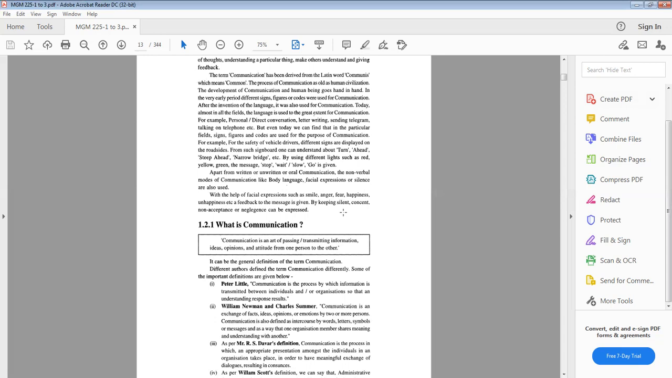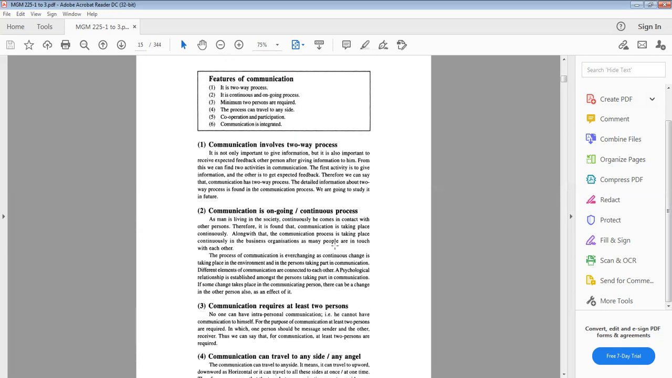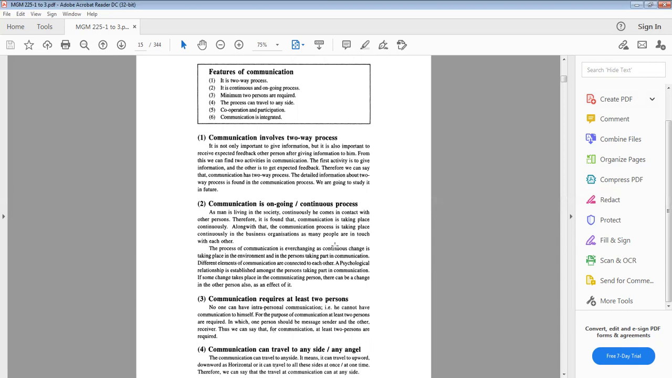Then we'll talk about the features of communication. After understanding the meaning and definition of communication, now we will study features of communication. Features of communication include: it is a two-way process. It is a continuous and ongoing process. Minimum two persons are required for communication. The process can travel to any side. Cooperation and participation. Communication is integrated.